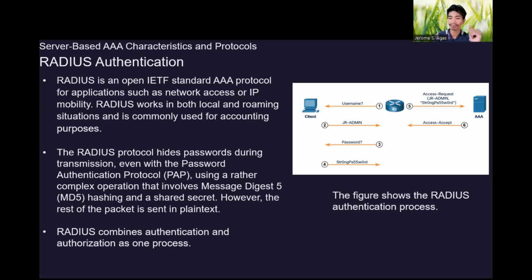Okay, the RADIUS protocol hides the password during transmission. That's what you call the Password Authentication Protocol, or PAP. It uses a rather complex operation that involves the Message Digest 5, or MD5, hashing and a shared secret. Just like my example of the SSH, the secure shell protocol. Yeah, that's what we're all about with RADIUS, because it protects the password, but the content is not protected. Okay. And of course, the specialty of RADIUS is that it combines authorization and authentication as one process, a two-in-one process. Okay, in terms of the functionality.